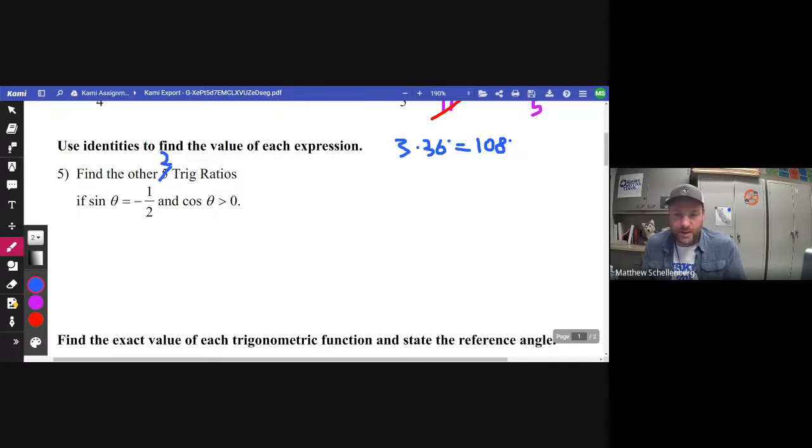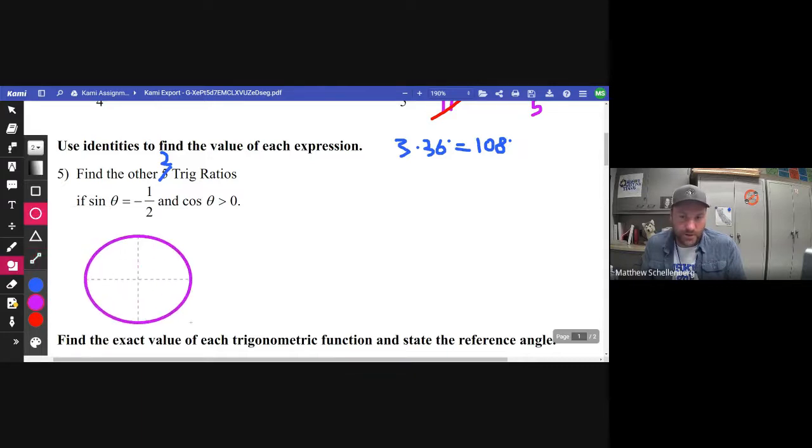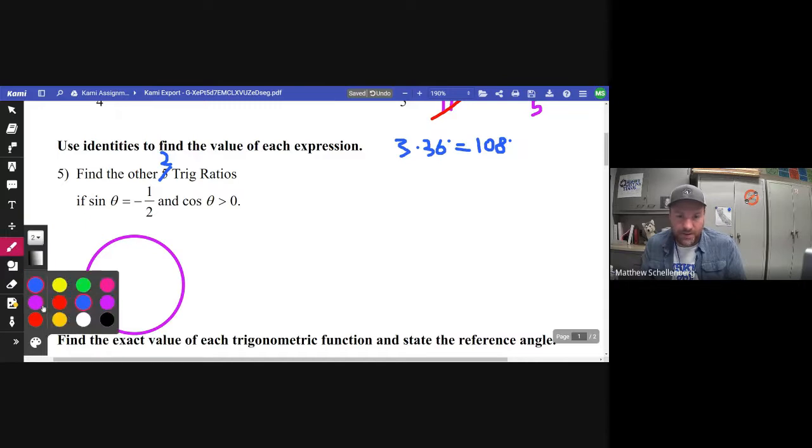But let's have a look at our unit circle. I'm not going to go to the unit circle. I'll just sketch you one real quick. So here on my unit circle, sine is -1/2. Remember, sine is the y value. So that means that it's approximately here and here on your unit circle.